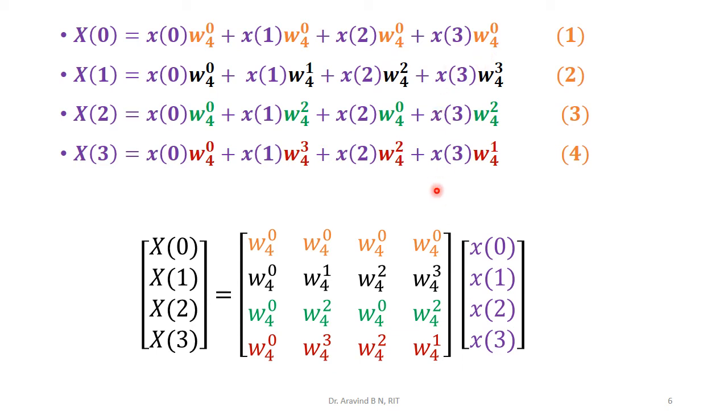Similarly, if you continue, first row multiplied with this column matrix, we are going to get equation 1. Then continuing, second row with the column matrix, we are going to get equation 2. Third row with the column matrix, we are going to get equation 3. Fourth row with the column matrix, we are going to get expression 4.